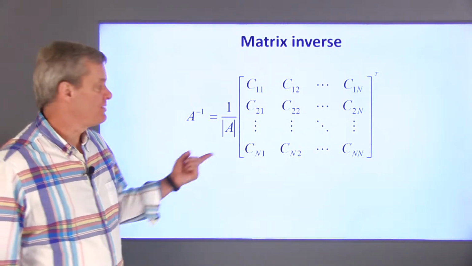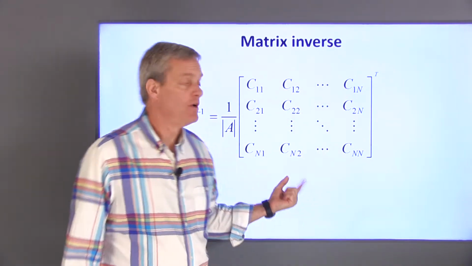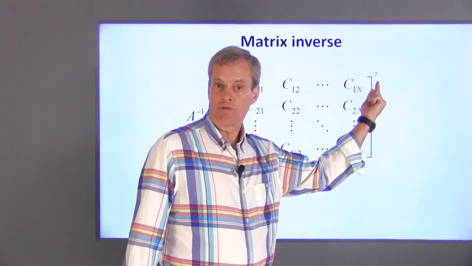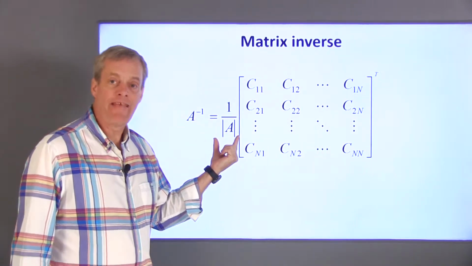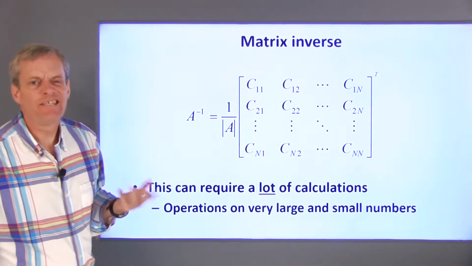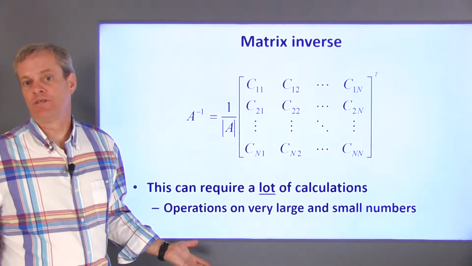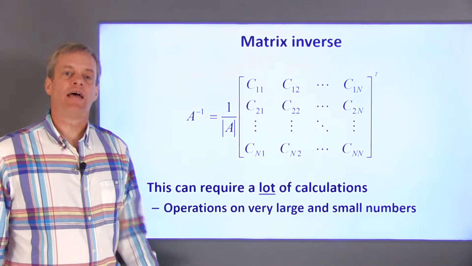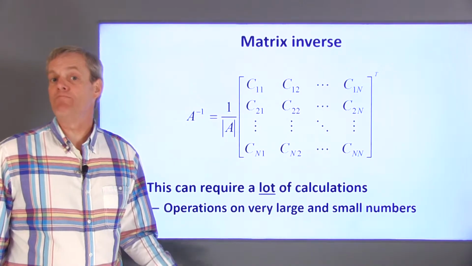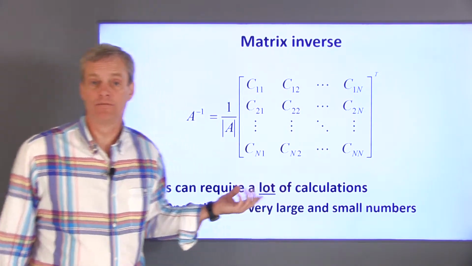The inverse is based on a matrix of the cofactors of the original matrix. Transpose that matrix of cofactors and then divide that matrix by the determinant of the original matrix. This is pretty difficult to do since it's common to deal with matrices that have hundreds of rows and columns. This means we have to do a lot of operations and we may need to divide by very large numbers, which can cause round-off errors.